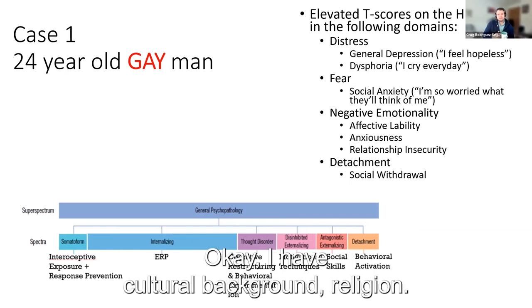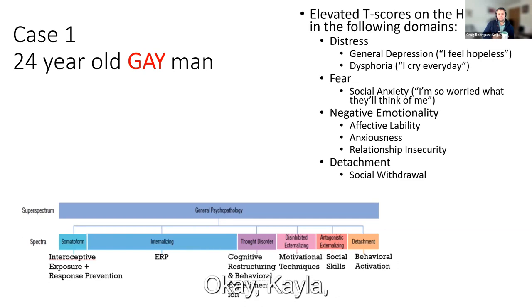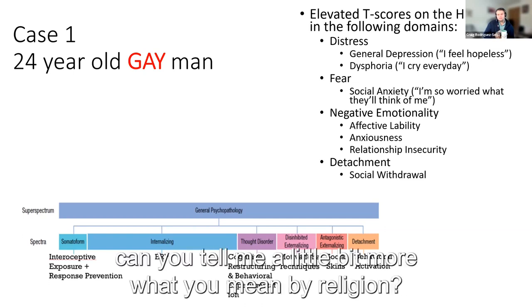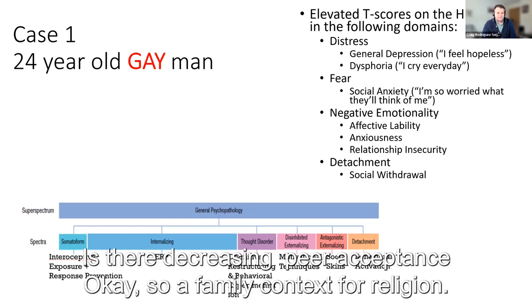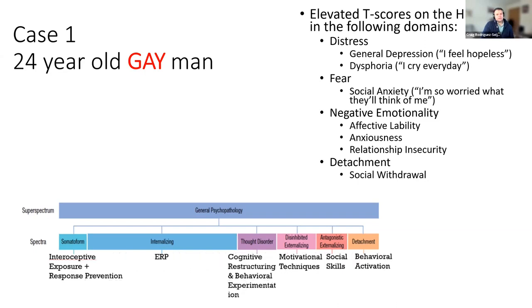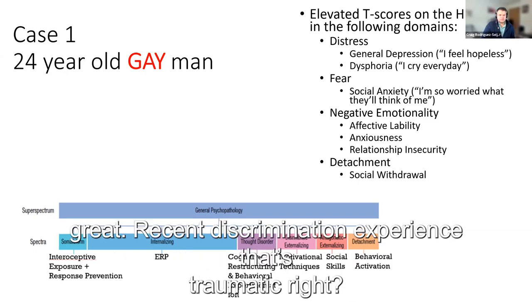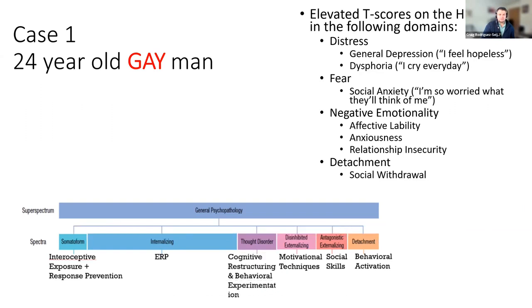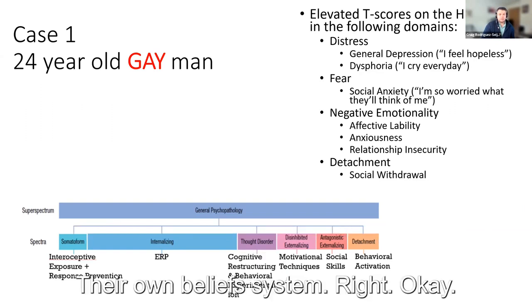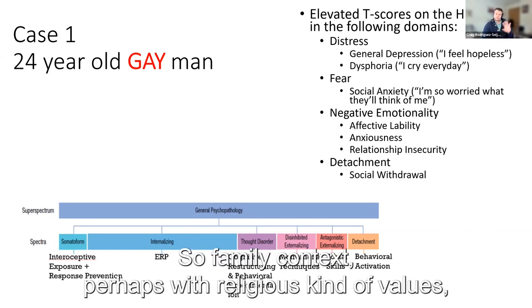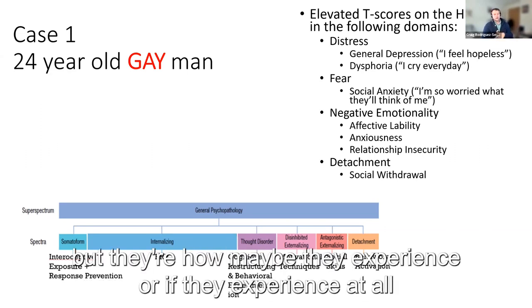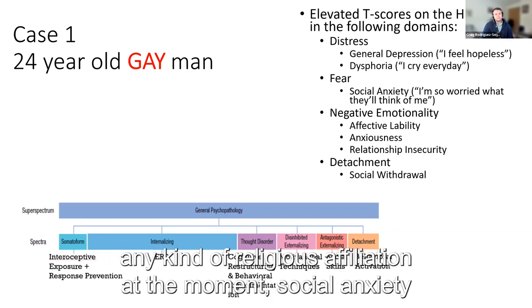Okay, so Caitlin says cultural background, religion. Caitlin, can you tell me a little more about what you mean by religion? Zachary says peer acceptance. Okay, so family context for religion. Any trauma history, great. Recent discrimination experience is traumatic, right? Risk assessment, good. Their own belief system, right? So family context perhaps with religious values, but how they experience it, or if they experience any religious affiliation at the moment.